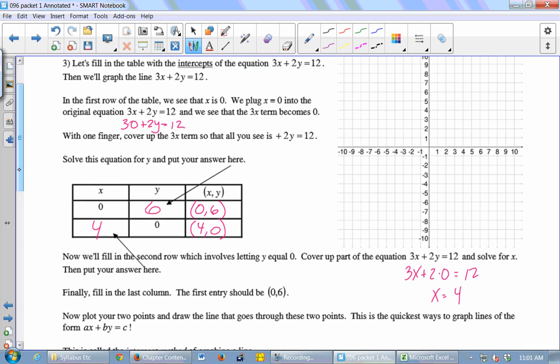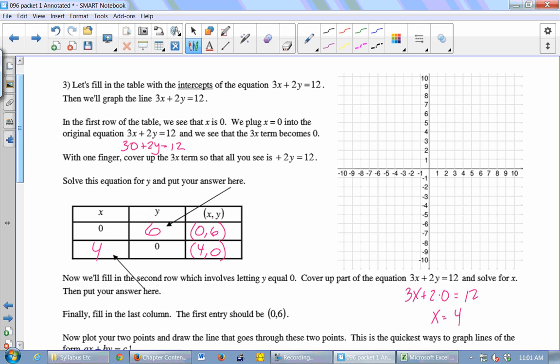Okay, so I can plot those 2 points. 0, 6 means I don't go left or right at all, and I go up 6. And 4, 0 means right 4, no up and down, and then I connect those 2 points with a straight line. Not the straightest line. Oh well.